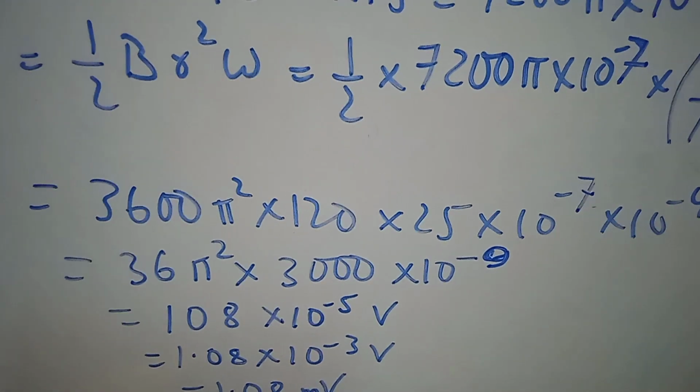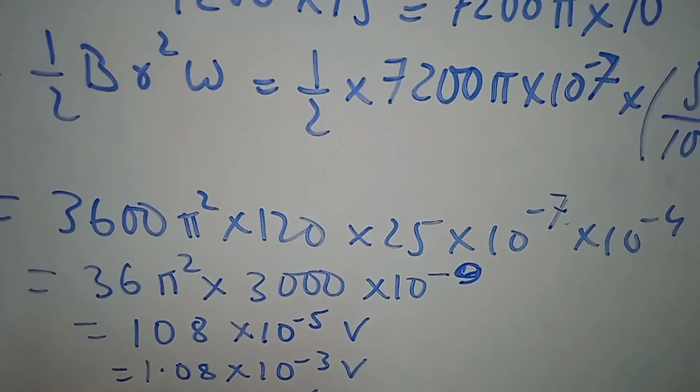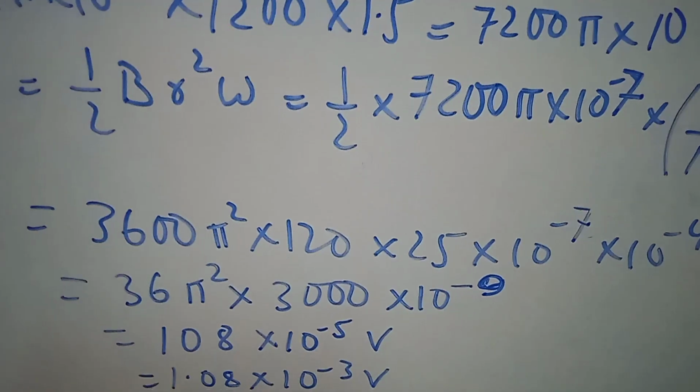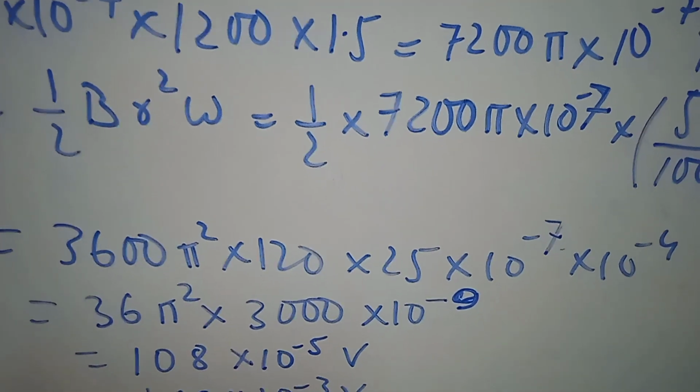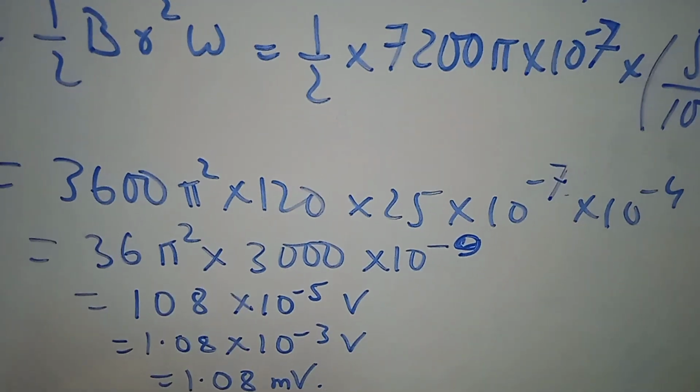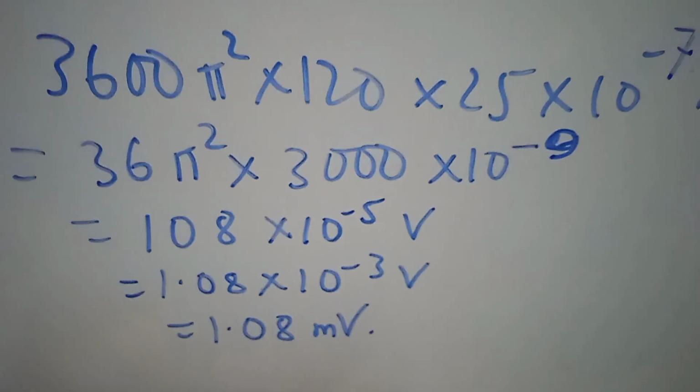So 36 into 3 is 108 into 10 to the minus 5, and π square we are considering as 10. So 10 into 10 to the power 3, 10 to the power 4 into 10 to the minus 9 is 10 to the minus 5. So 1.08 into 10 to the minus 3 volt, that is equal to 1.08 millivolt.